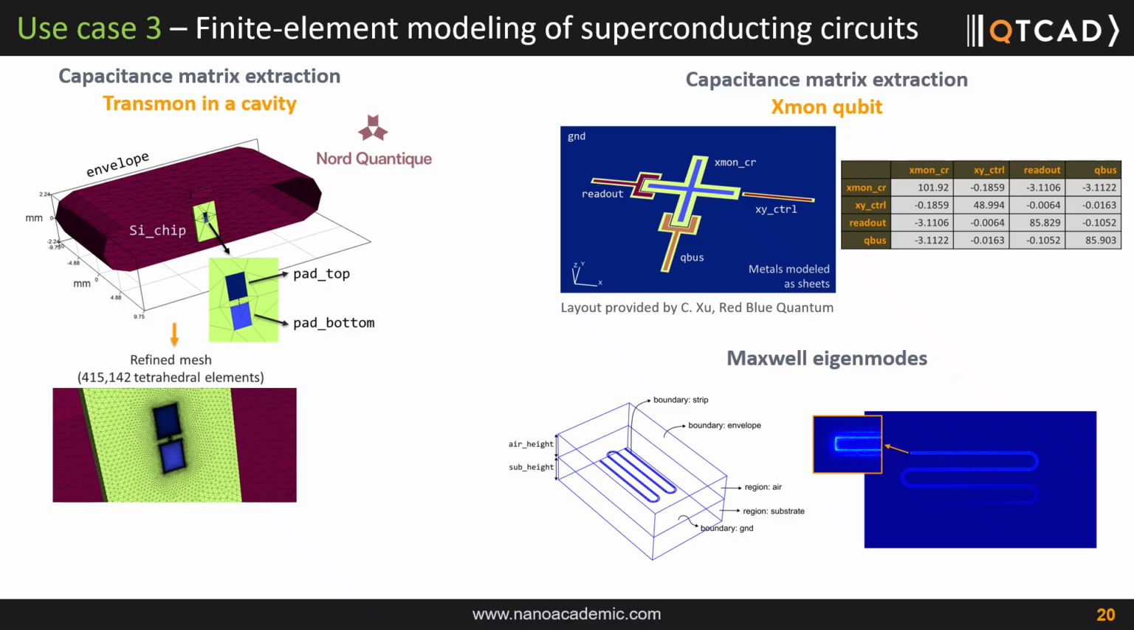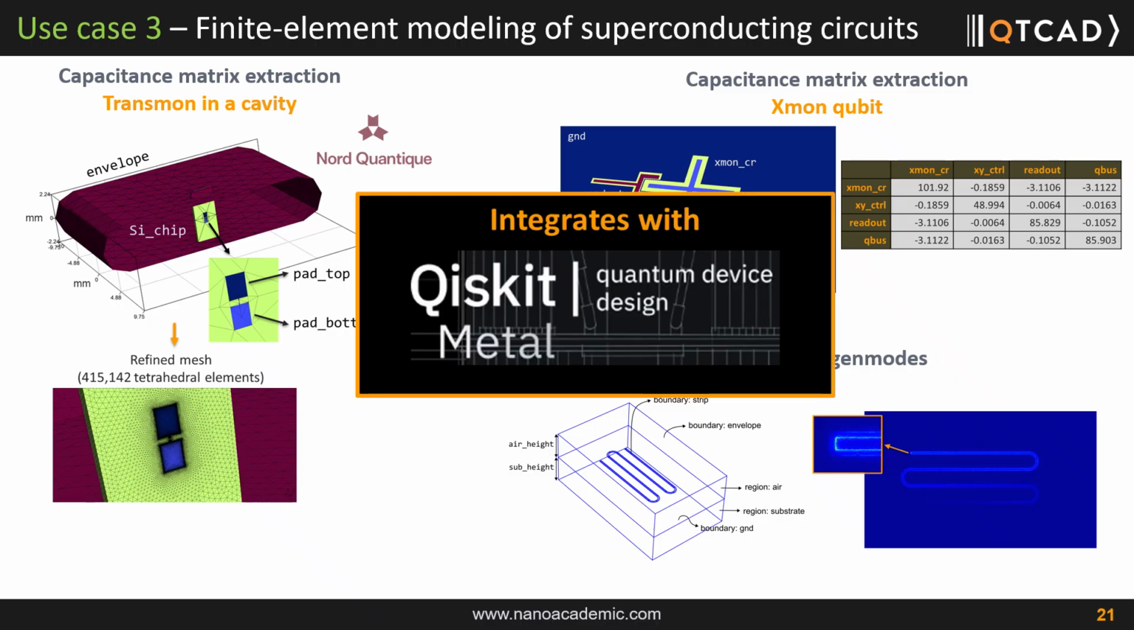We also demonstrated capacitance matrix extraction for an X-band qubit and calculations of Maxwell eigenmodes for meandered resonators. It's important to highlight that QTCAD integrates seamlessly with Qiskit Metal, enabling workflows in which Qiskit Metal is used to produce chip layouts, and QTCAD is used in the backend to compute properties of those layouts.